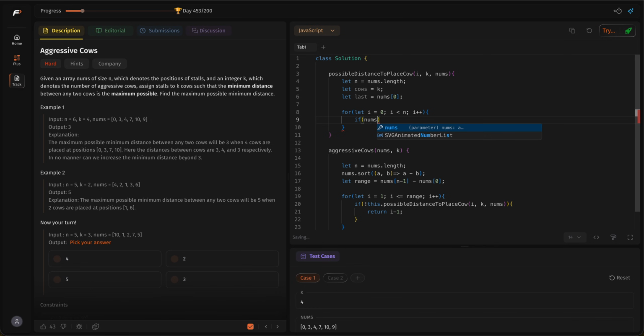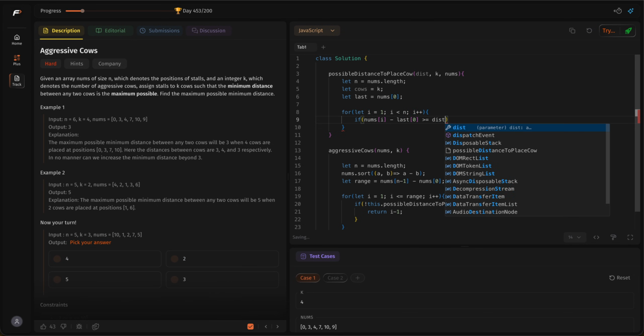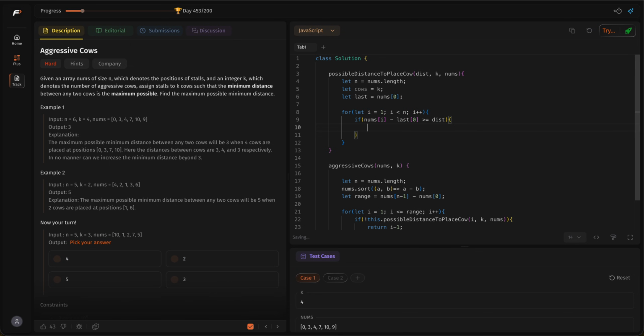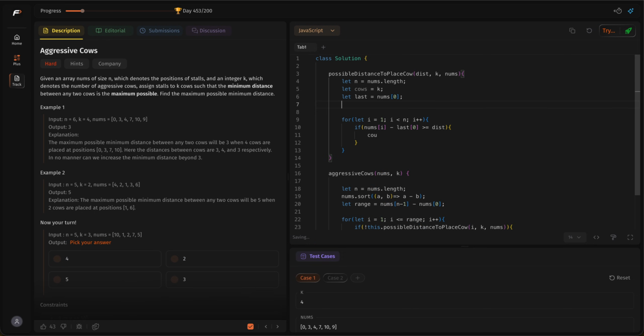If nums[i], which is from 1, minus last, if that distance is greater than or equal to the distance which I want, let's call this distance. If it's greater then it is okay, then I can place the cow over here. So I'll do the count of cows. I just have to take one variable, count cows, initially 1, and count cows plus plus.